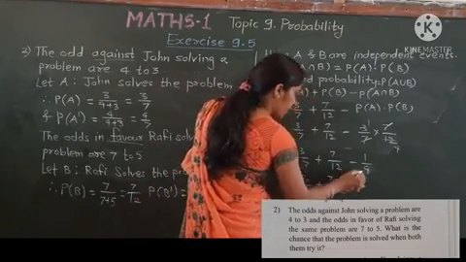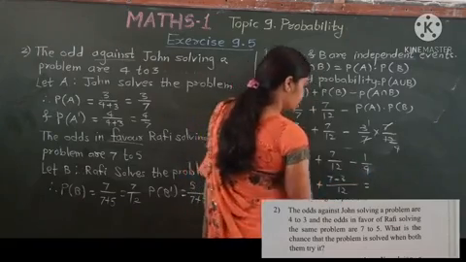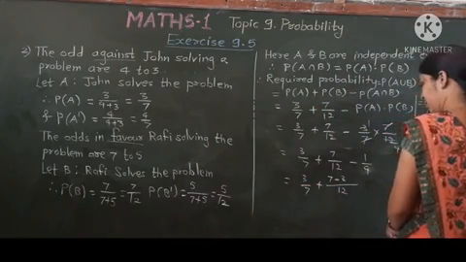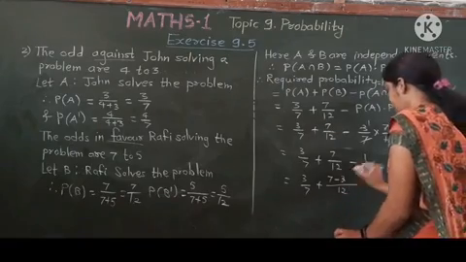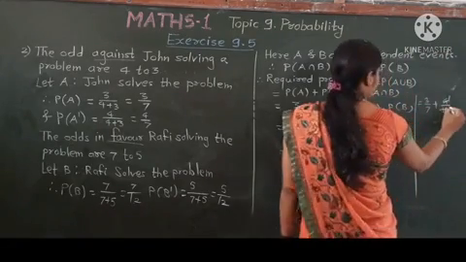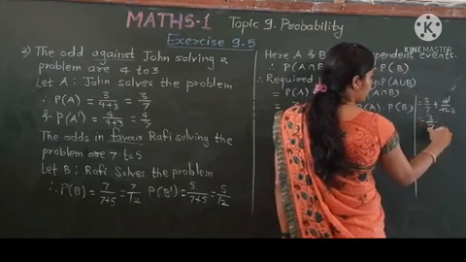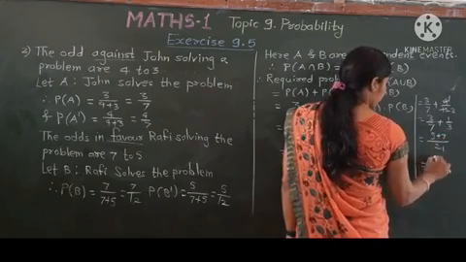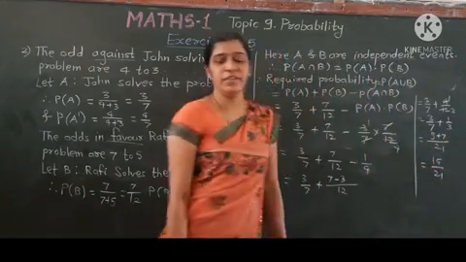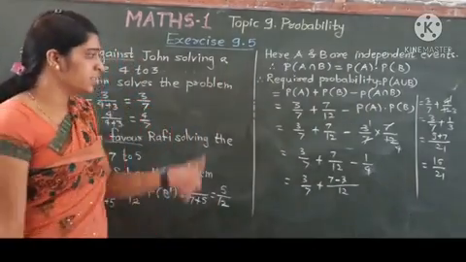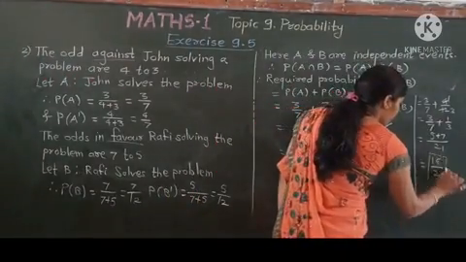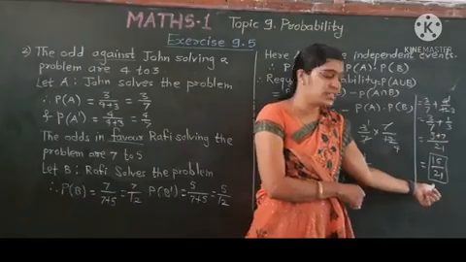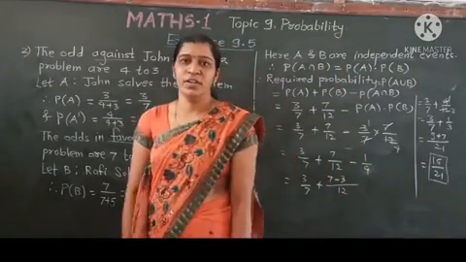Take LCM 12, 7 minus 3. What is the answer here? 3 upon 7 plus 4 upon 12. 4 threes are 12. 3 upon 7 plus 1 upon 3. 3 threes are 9 plus 7, 16 upon 21. Therefore, the required probability, that is the chances of both solving the problem, is 16 upon 21.